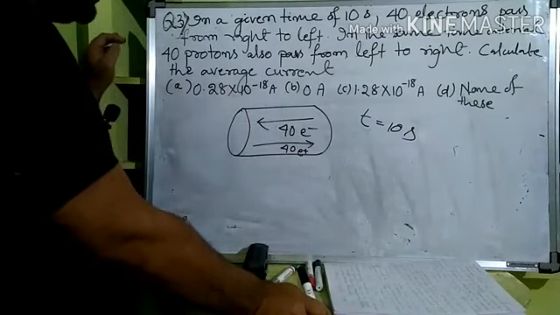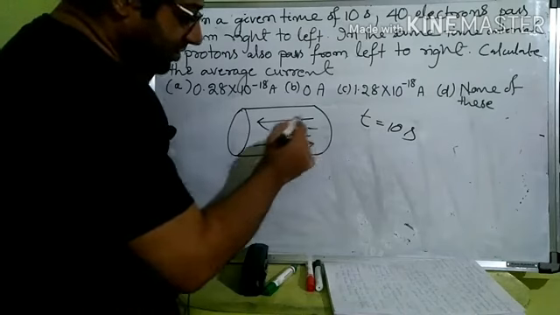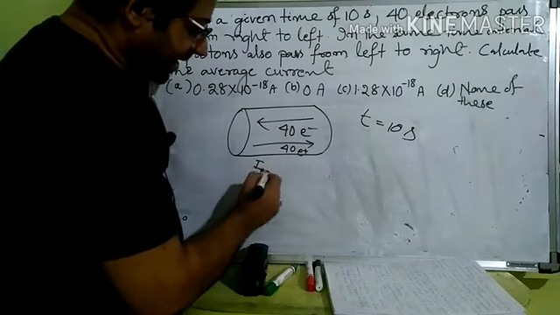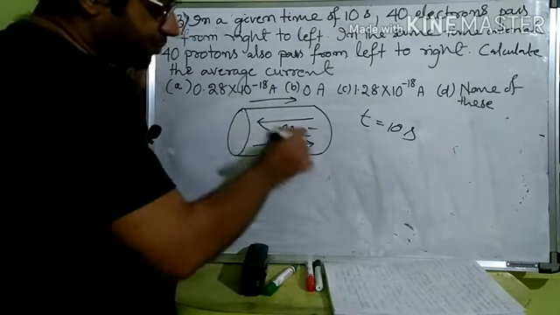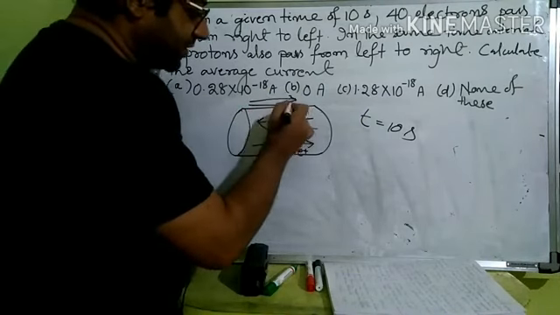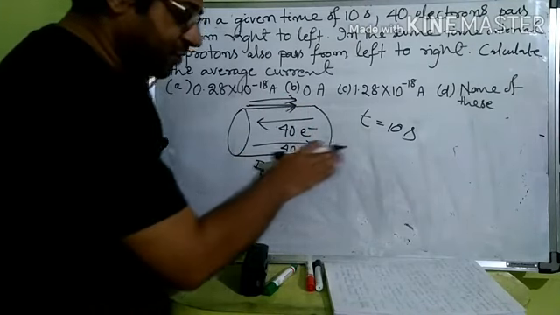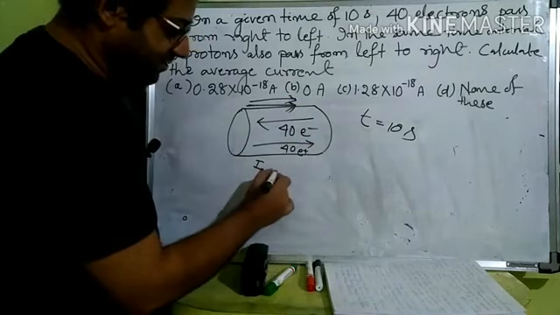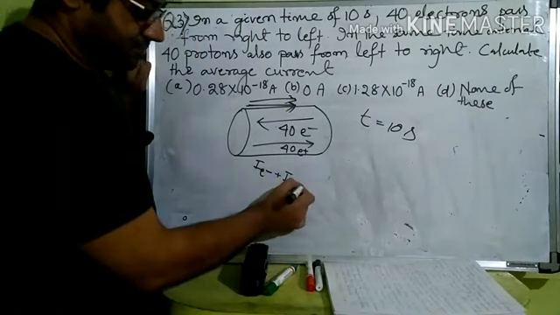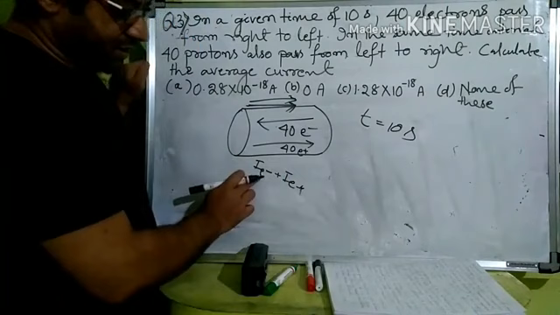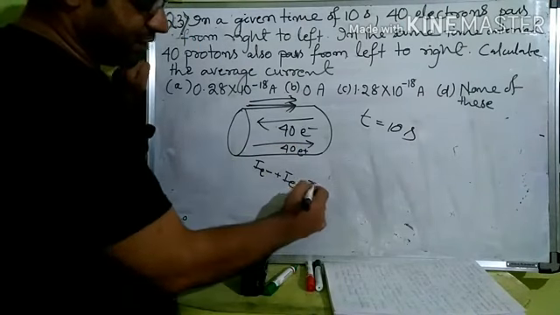Calculate the average current. Now see, the direction of current: because of the electrons, the current will be from left to right only. Because of the protons also, in the same direction only the current will be. Because the direction of current is always the direction of the positive charge. So both are in the same direction, yes or no? So current due to electron plus current due to proton is the total current. This we are going to calculate.